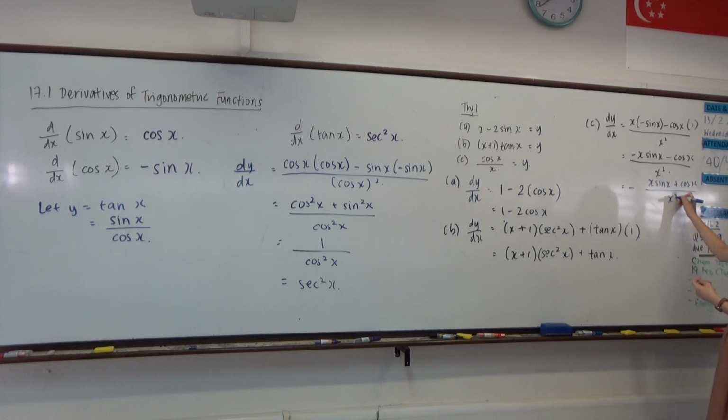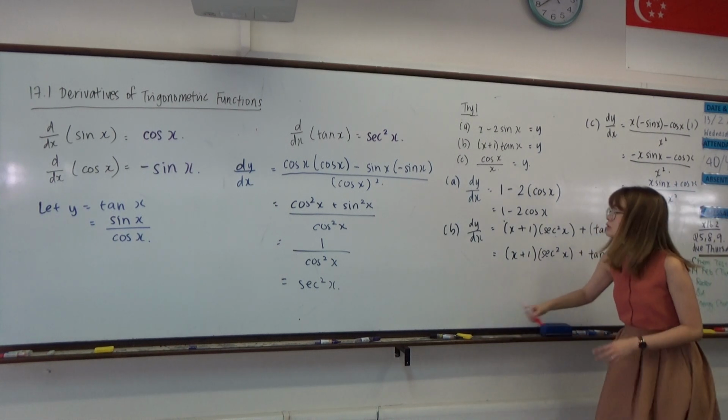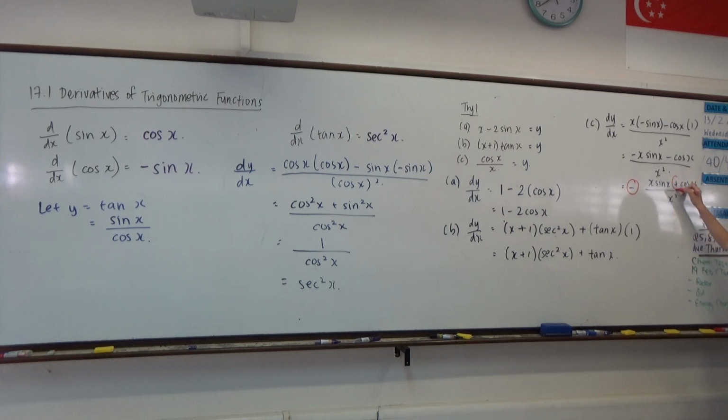Then after that, you can simplify: negative sine x plus cosine x, over x squared. By the way, I do notice that some of you have this kind of algebraic error. Negative on the numerator, and then you want to take it out to make it for the entire fraction. Please make sure that the sign is being changed inside as well, because it's a factorization.